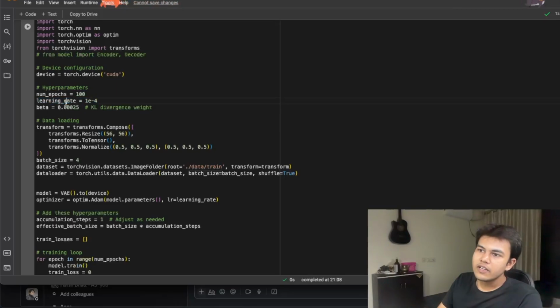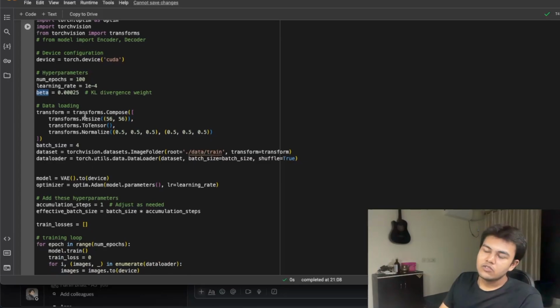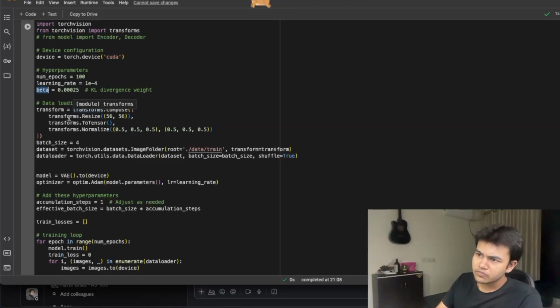This is the learning rate, a typical learning rate for a VAE, which I think should converge better with that, but you can tweak it if you want to. And then we have beta, which is the KL divergence weight. As I mentioned, KL divergence is used to calculate the comparison of two probability distributions. So here we will use this in the KL divergence loss.